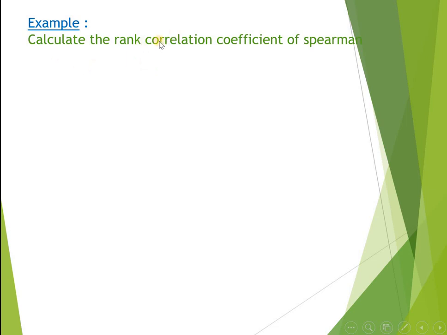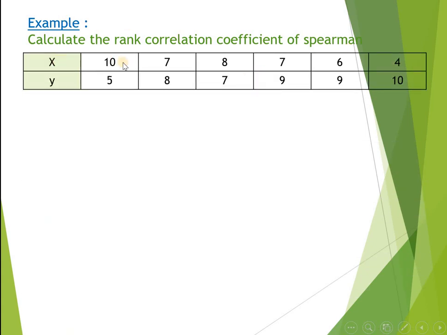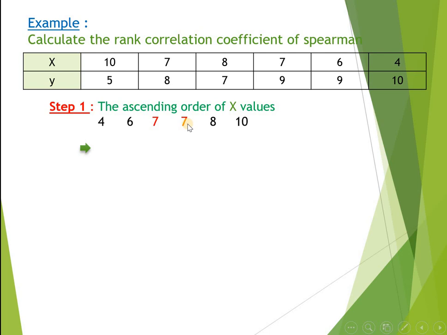Another example. Calculate the rank correlation coefficient of Spearman. We have 1, 2, 3, 4, 5, 6 values of x, 6 values of y in a simple table. So I'm going to calculate the rank correlation coefficient. We need another table. Now I'm going to give the order in ascending order.